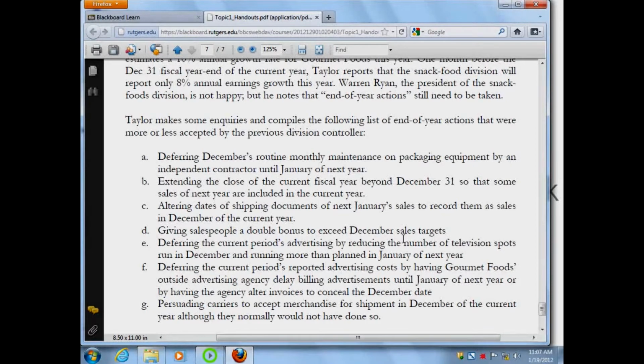Okay. D, giving salespeople a double bonus to exceed December sales targets. You understand what this means, right? Suppose you normally promised your sales force 2% commission on sales. In December, you realize you're not going to meet your earnings target, so you promise them a 5% commission on sales. Okay.